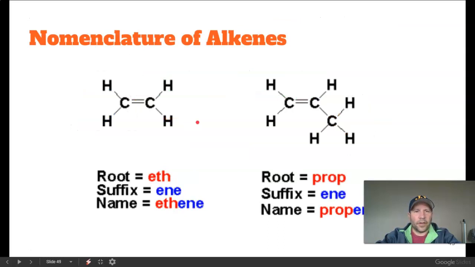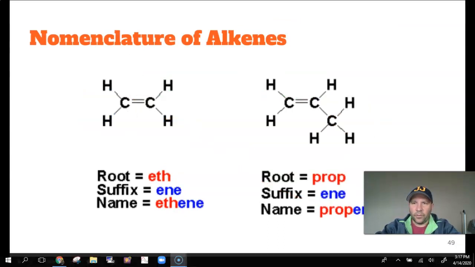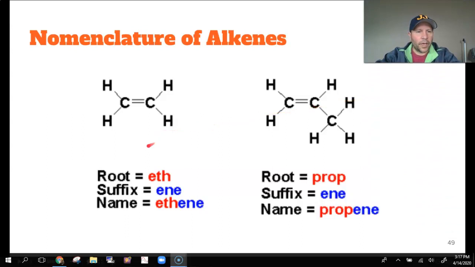Let's look at nomenclature of alkenes. We have, let me move this thing out of the way. We have 2 carbons in here, so it's eth, and since it's got a double bond, it's called ethene right there. This one's got 3, so that's off of prop, and it's got a double bond, so it's called propene. There you go. Pretty simple, huh?